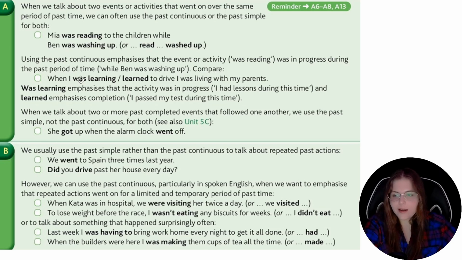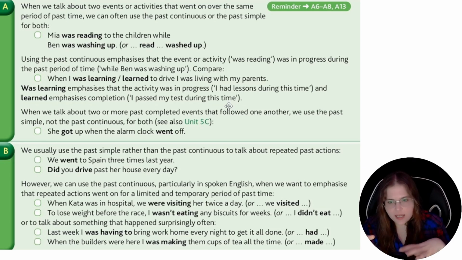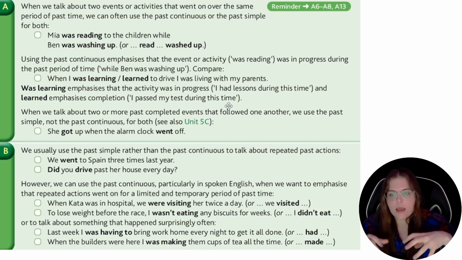Compare. When I was learning or learned to drive, I was living with my parents. In this sentence, was learning emphasizes that the activity was in progress. I had lessons during this time. And learned emphasizes completion. I passed my test during this time. One more time. I was learning, a long action which was in progress. Learned is like it was done, it was finished, it was completed. I passed my test during this time, and I mean just the fact of it, not the progress.